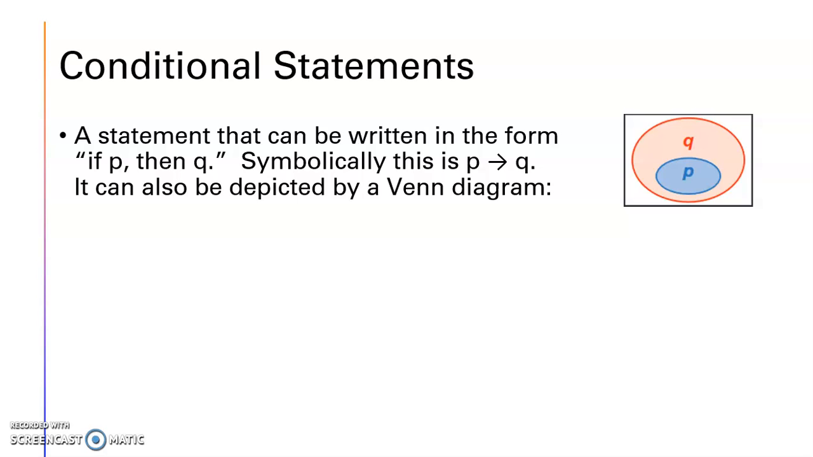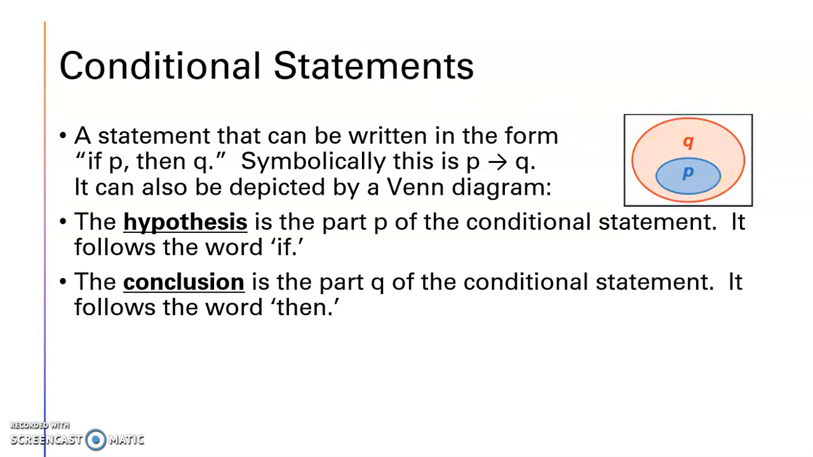Okay, so a lot of these sentences can be written symbolically. This arrow represents then, and we can also represent them using a Venn diagram. Notice the first part of the condition that needs to be met is on the inside, and the outside represents the second part of the conditional. Now, the first part of the conditional statement has a special name. It's known as the hypothesis, and generally it's going to follow the word if. The second part of the conditional statement is known as the conclusion, and it follows the word then.